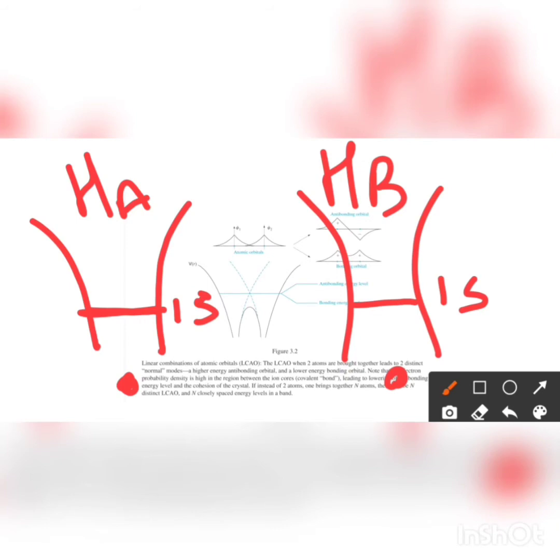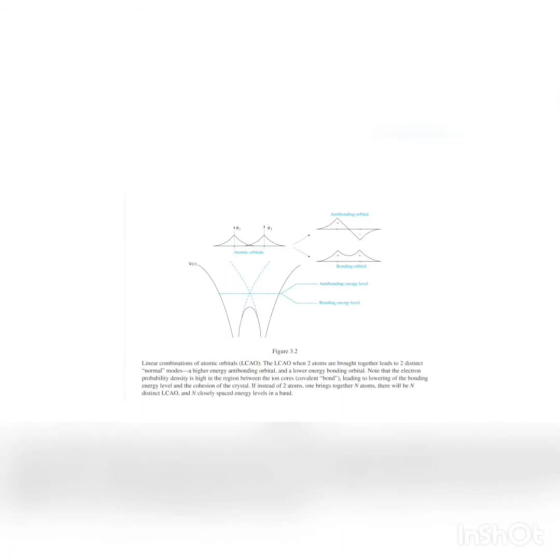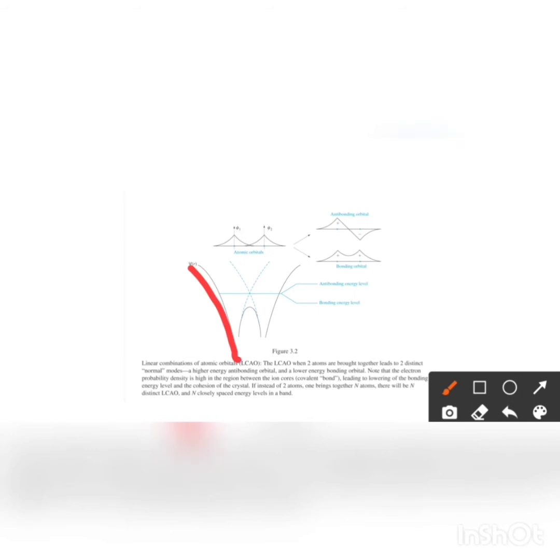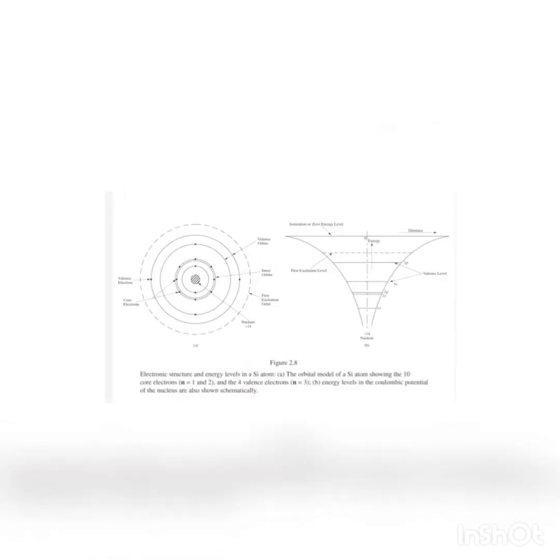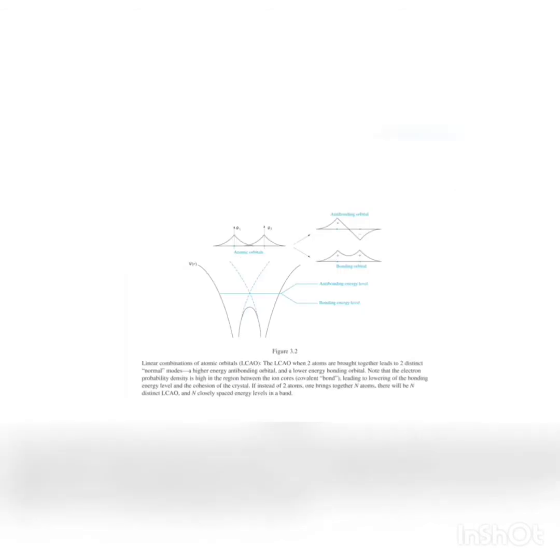When these two atoms are brought together, the figure is shown here. The overlapping of orbitals will occur. So you can see here, this is the first one, the first hydrogen atom, having energy level 1s. This is the second one, having a 1s level. Note the electron probability density is high in the region of the ion cores, and if instead of two atoms one brings together n atoms, there will be n distinct LCAOs and n closely spaced energy levels.